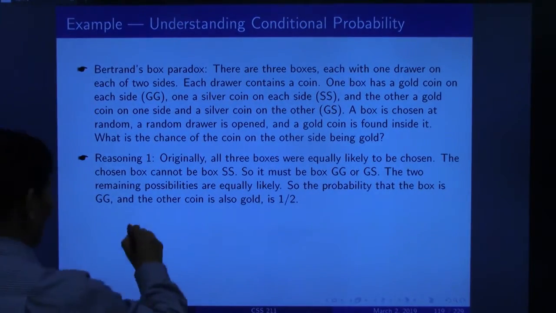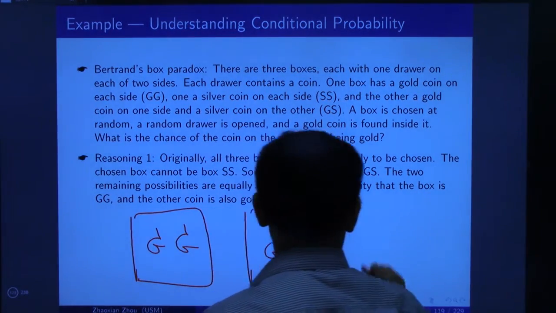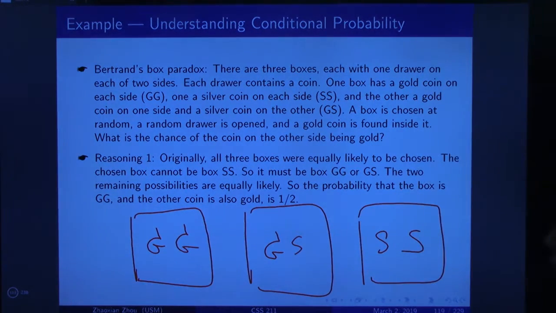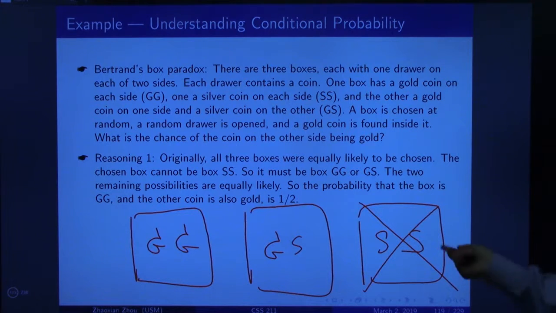Let me draw this again as GG, GS, and SS. First, you randomly choose one box, then you randomly open a drawer, and it is gold. So that means definitely it cannot be this one, because this one has both silvers inside. That is the condition: you open one and you find it is gold. So this one does not satisfy the condition.